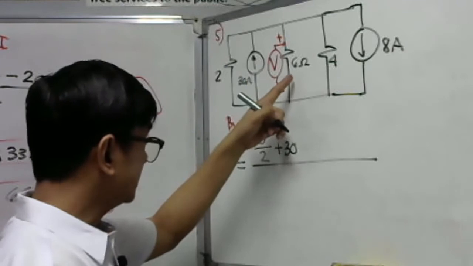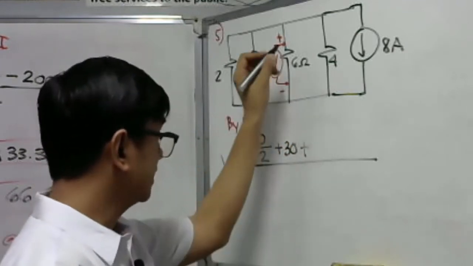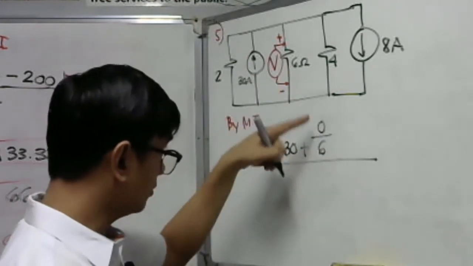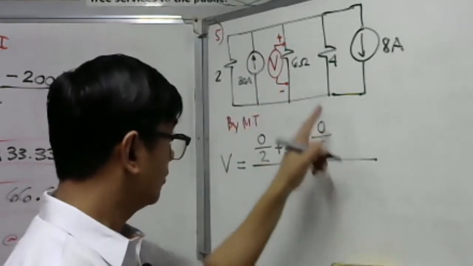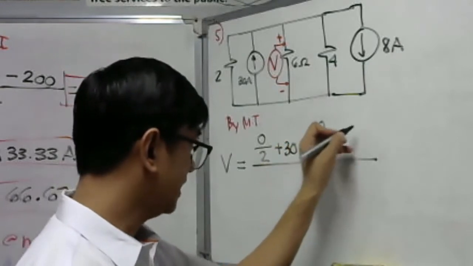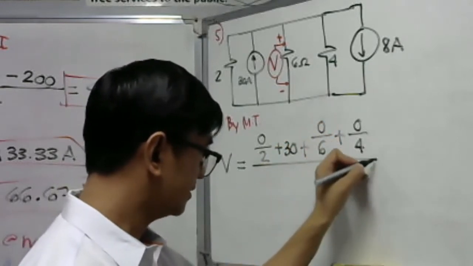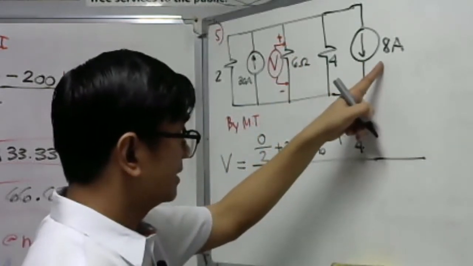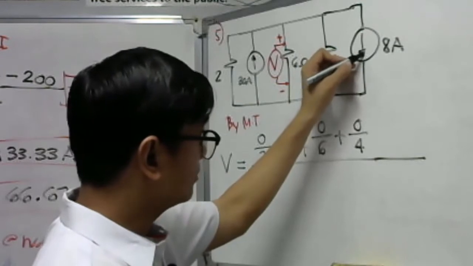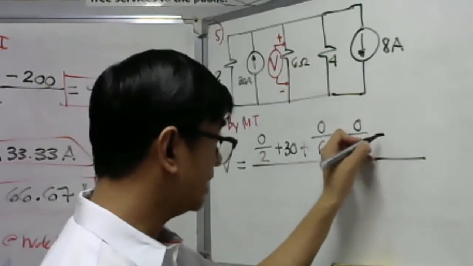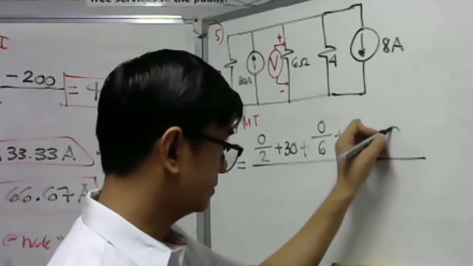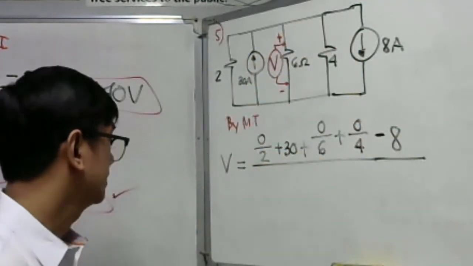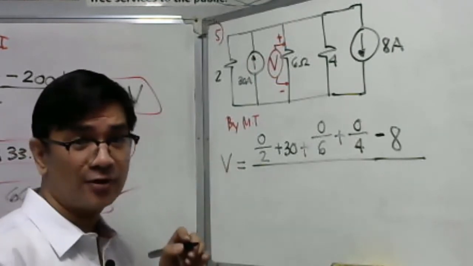What about in the 6 ohm? There is no series voltage. 0 over 6. Again, this is 0 over 4. There are so many zeros here. The current 8 ampere is going downward. Therefore, it is minus 8, because it is going downward.